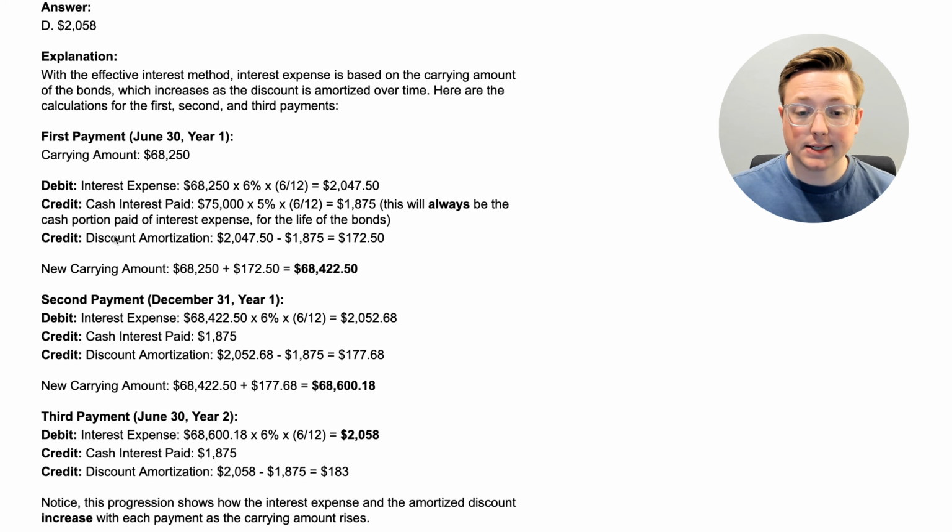Now we go down here, the discount amortization is the difference between the two. So the interest expense was $2,047.50, less the interest paid of $1,875. So that gives us a discount amortization of $172.50.